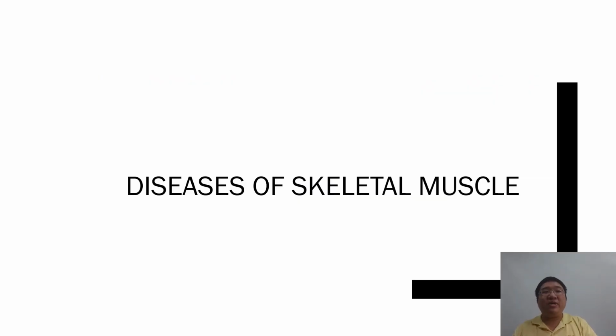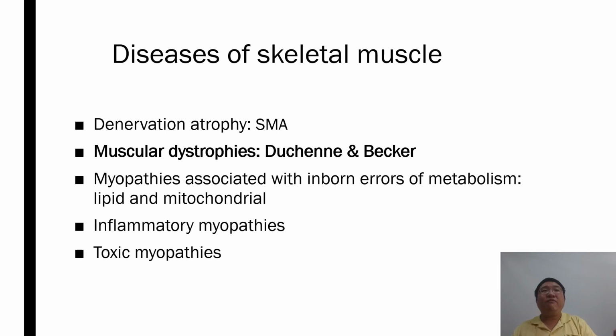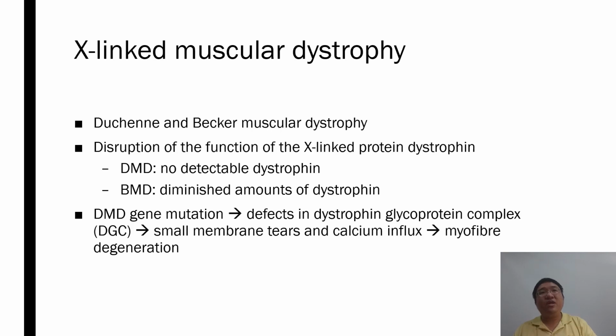So the last group of the diseases of the peripheral nervous system, I would like to highlight one condition, muscular dystrophy. Two common muscular dystrophies are Duchenne and Becker. These two conditions, Duchenne and Becker muscular dystrophy, can also be called X-linked muscular dystrophy because they are inherited by X-linked recessive.